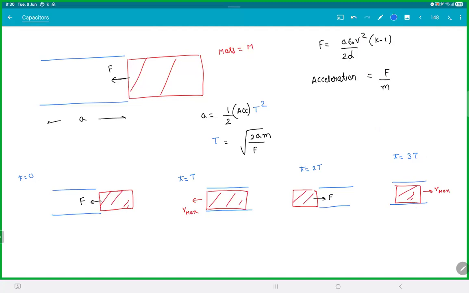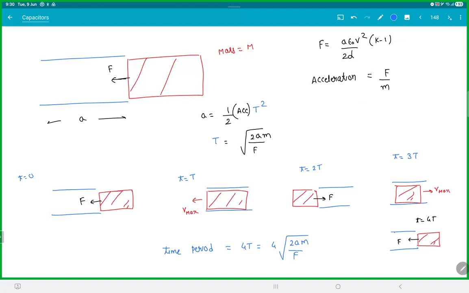Then again you'll come back to the initial position. So from here you will come back again here, right? Maybe I'll draw one more picture there. So you will again come back to the initial position here. The force will be inside and the time is 4T. So this motion repeats itself every 4 times the time period. So the time period of this motion is 4 times T, which is 4 into root over 2 A mass by F. You can substitute the value of F there. Is this clear, everyone?